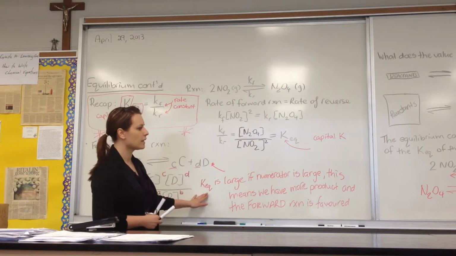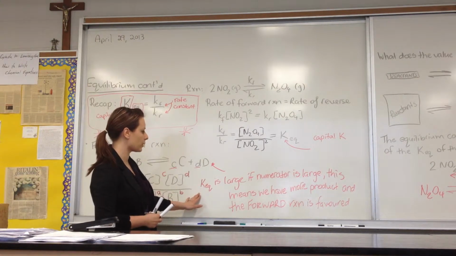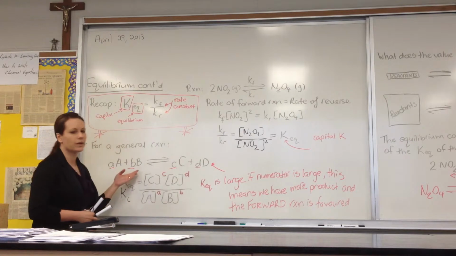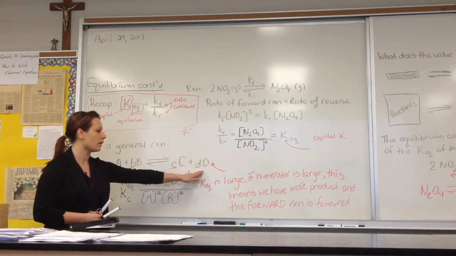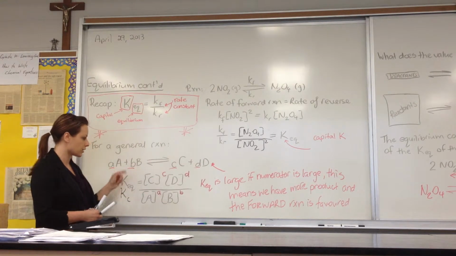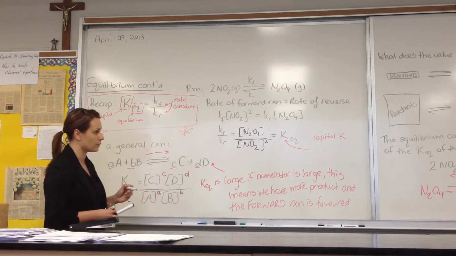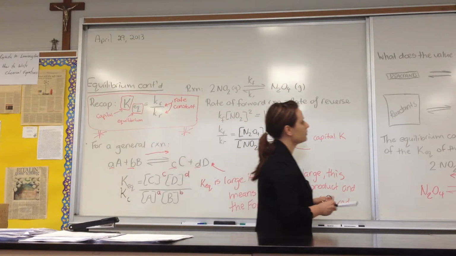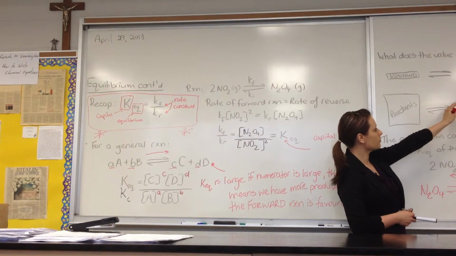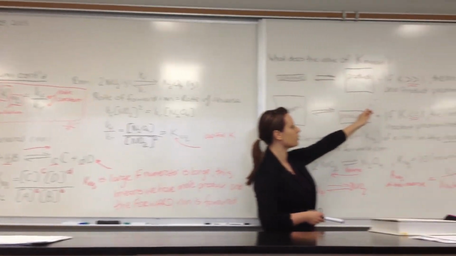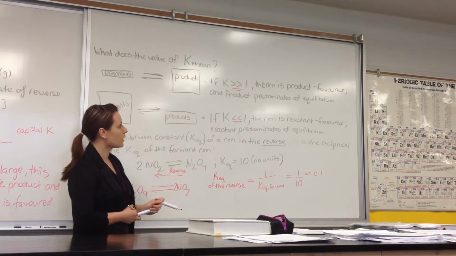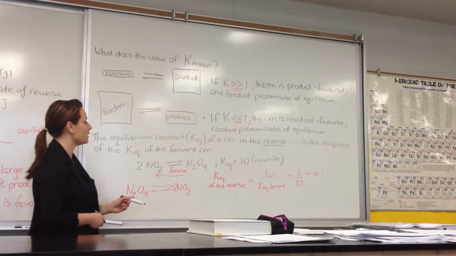If K equilibrium is a very large number, because it is a ratio, this tells us that the numerator is large, and if the numerator is large, the amount of product compared to the amount of reactant is a lot larger. So the forward reaction is favored. Here's a little picture representation. If we have a lot more products, that means our K equilibrium constant is a lot larger than 1, and the reaction is product favored, and product predominates at equilibrium.